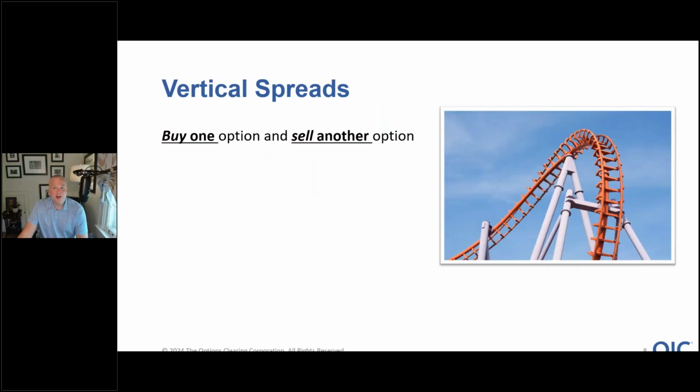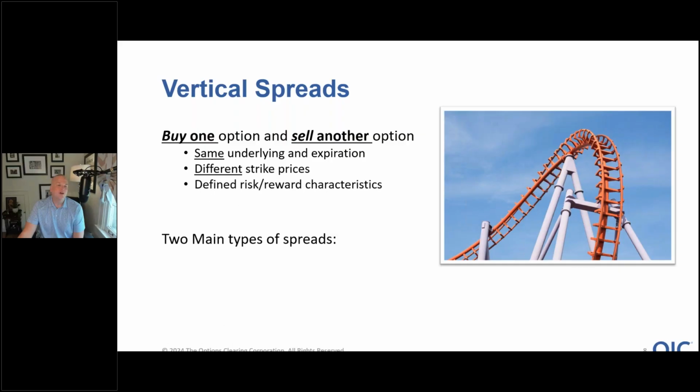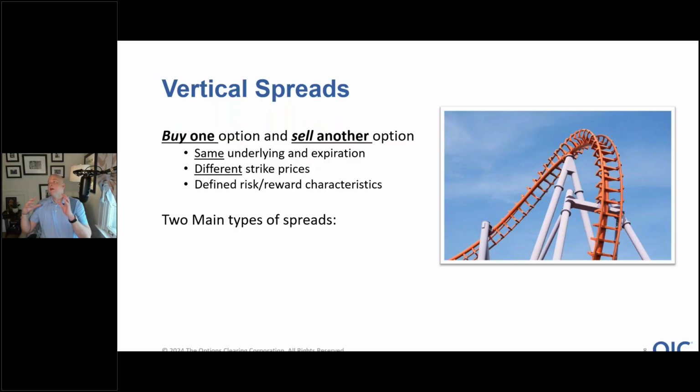So vertical spreads, you're buying one option, you're selling another option. Like I said, it's usually the same underlying, different strike prices, but they have defined risk reward characteristics. This is one of those things that most people like about spreads. And part of the reason why so many people, I think, have woken up to the fact that using them can be exceptionally versatile. They have defined risk reward characteristics, which means oftentimes if you're buying a spread, you can actually only lose the amount that you're paying for the spread in that case.